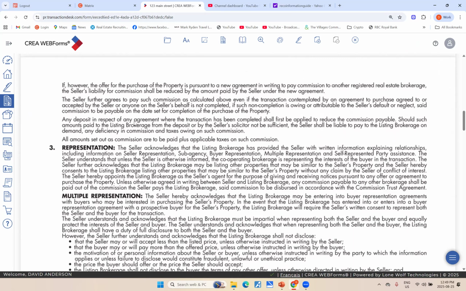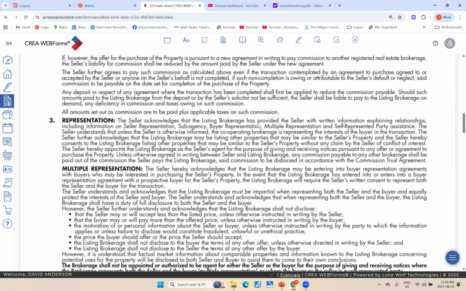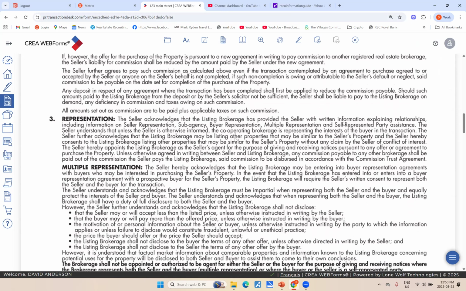Any deposit in respect of any agreement where the transaction has been completed shall first be applied to reduce the commission payable. Should such amounts paid to the listing brokerage from the deposit or by the seller's solicitor not be sufficient, the seller shall be liable to pay to the listing brokerage on demand any deficiency in commission and taxes owing on such commission. Basically, it says that the deposit pays the commission. That tends not to happen, but it does say that in here.